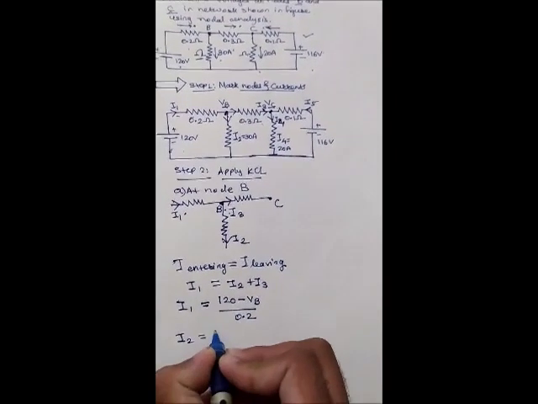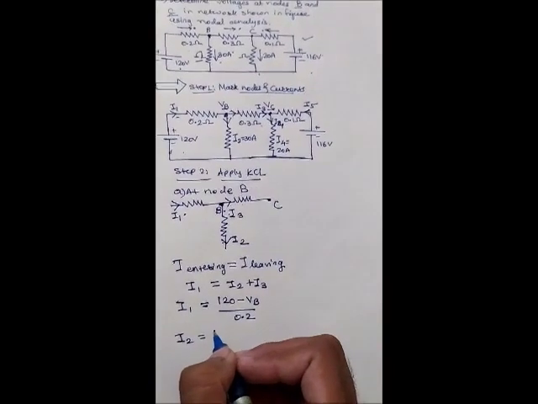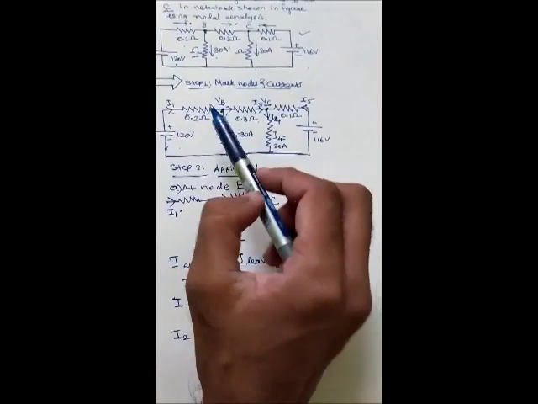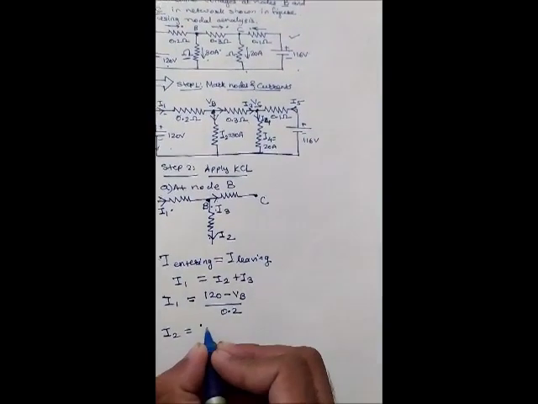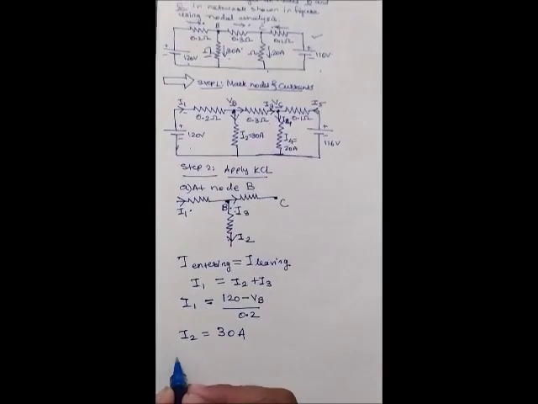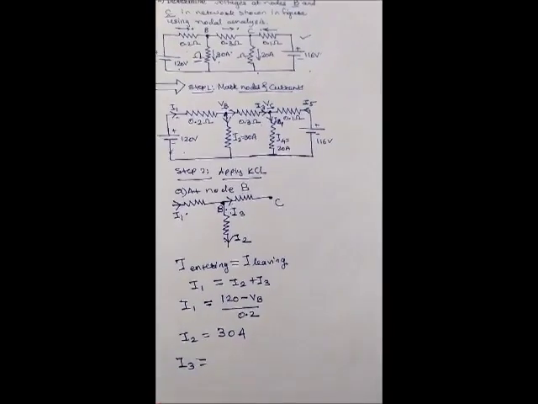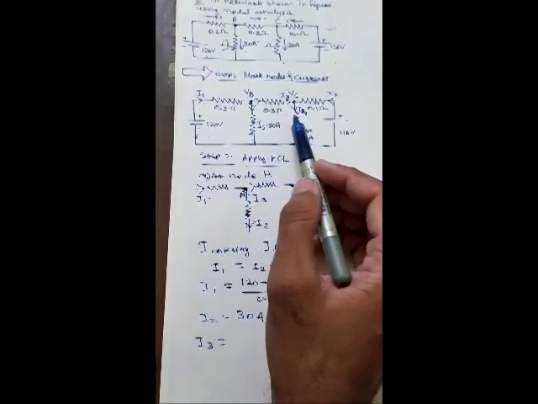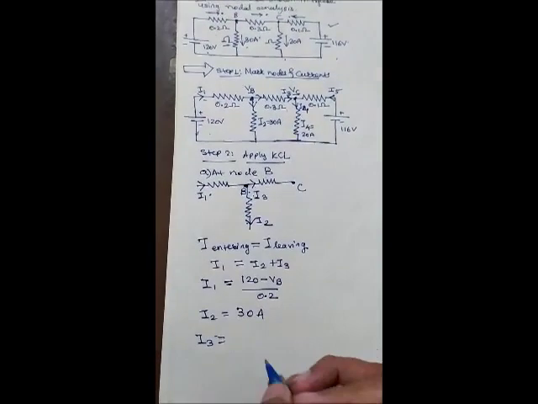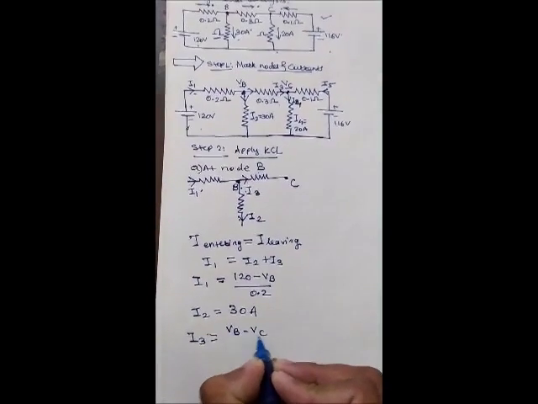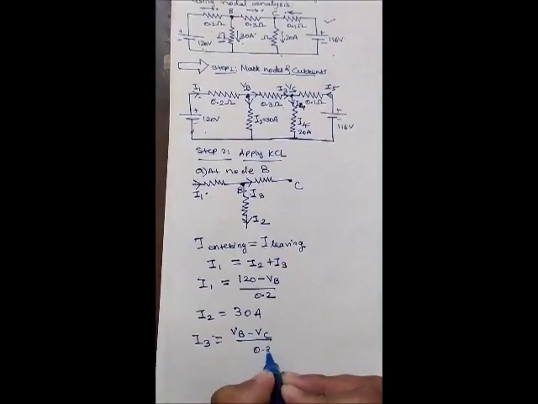Similarly, what is the value of I2 here? See, the value of I2 is given directly in the numerical, that is 30 ampere. So directly write down I2 equals 30 ampere. And the value of I3 we have to find out. I3 is connected between node B and node C, so I3 becomes VB minus VC divided by 0.3.